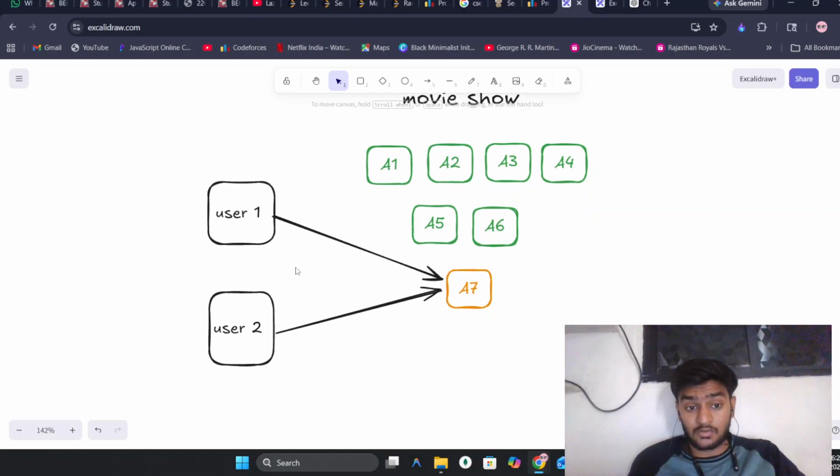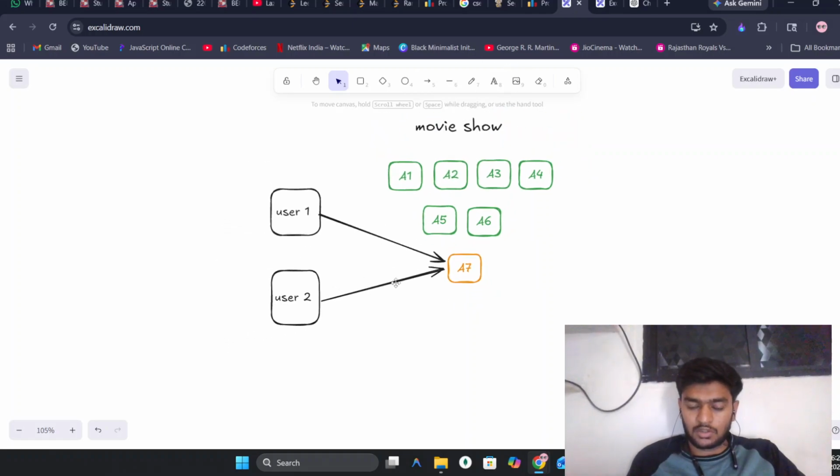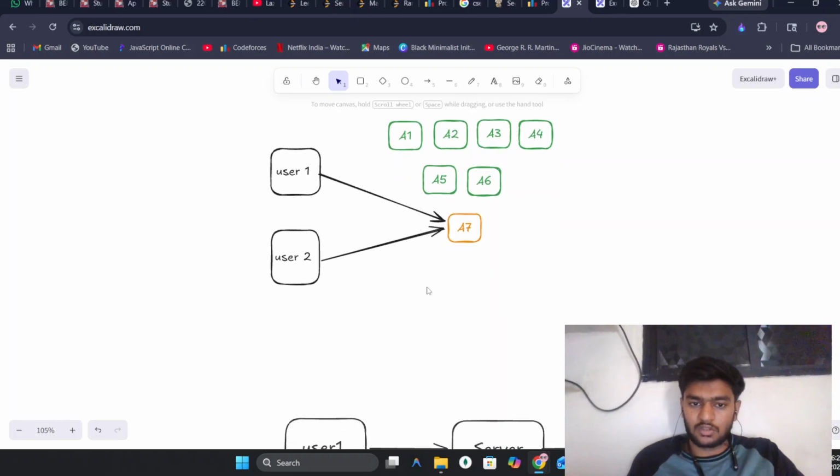So user one and user two both see that the seat is available, so they both click on Book Now. Because the server also knows that the seat is not booked, it is available. So the request reaches the server, the server checks the database, and the database sees that the seat is available, so the server processes the request. And because of this, they both try to complete the booking.